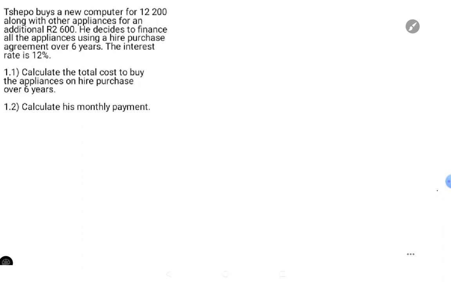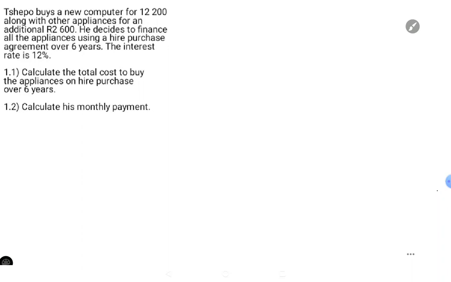It says that Tipple buys a new computer for 12,200. That's supposed to be rands, along with other appliances for an additional 2,600. He decides to finance all the appliances using a hire purchase agreement over 6 years. The interest rate is 12%. So the first question, 1.1, says calculate the total cost to buy the appliances on hire purchase over 6 years. And 1.2 says calculate his monthly payment.